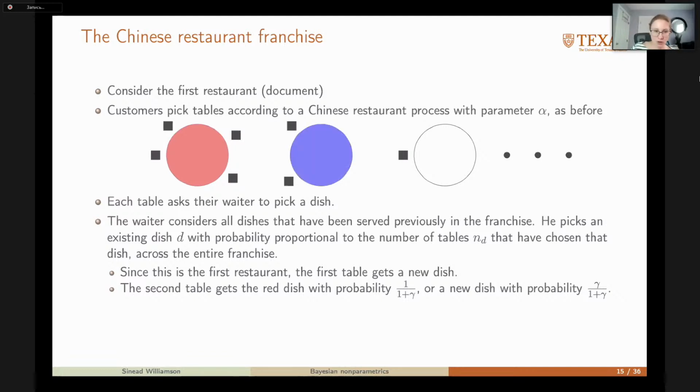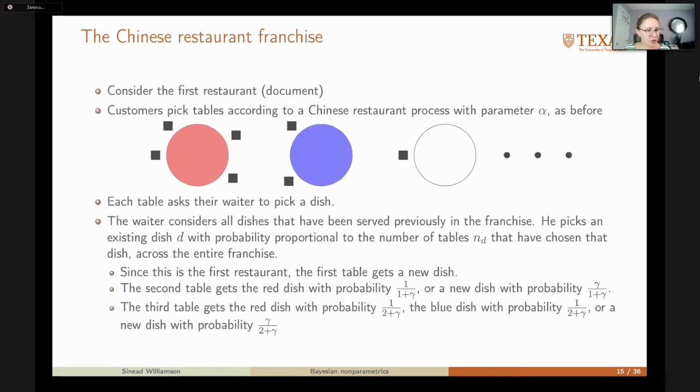So let's say he picks a new dish. Then the third table asks him, what should I eat? They get assigned a red dish, that first dish, with probability proportional to 1. 1 table has had a red dish. A blue dish with probability proportional to 1, and a new dish with probability proportional to gamma. Okay, so let's say in that case, we pick the red dish again. So we have 2 Chinese restaurant processes going on here, one determining where the customers sit and one determining what dish they get.